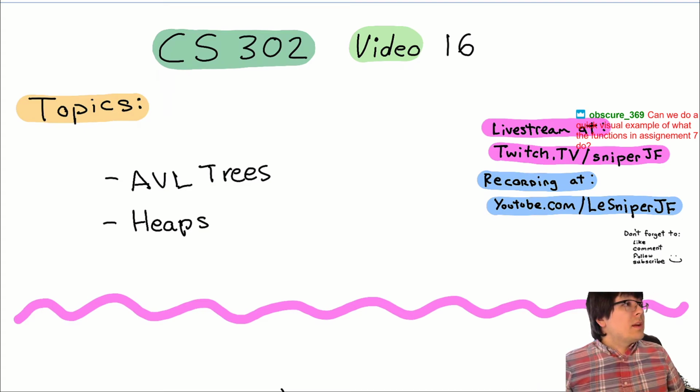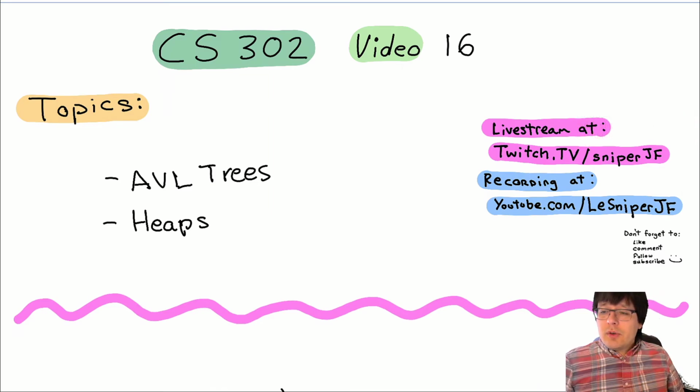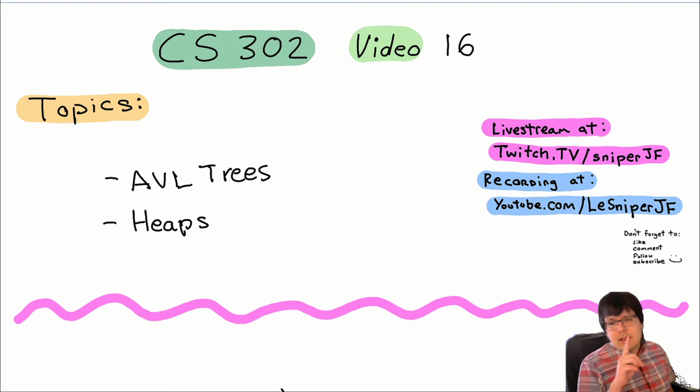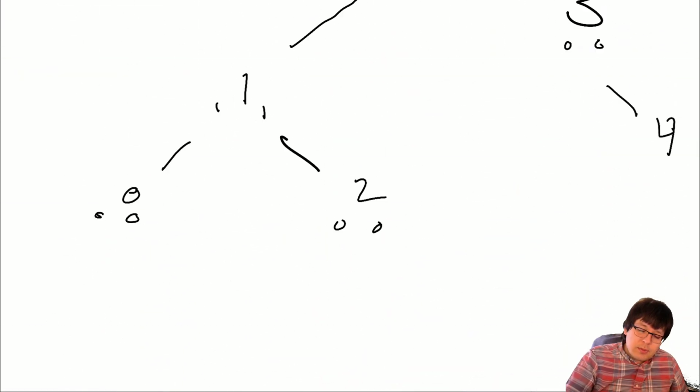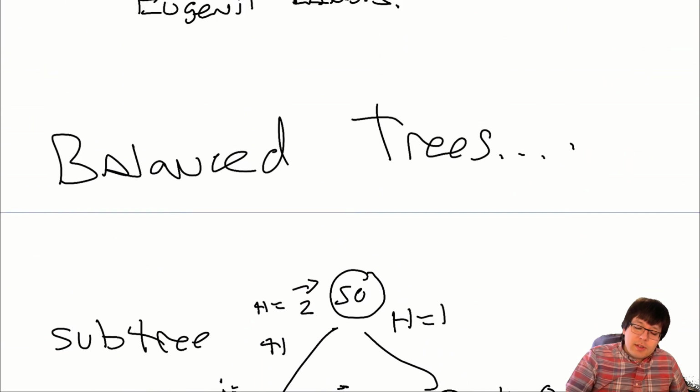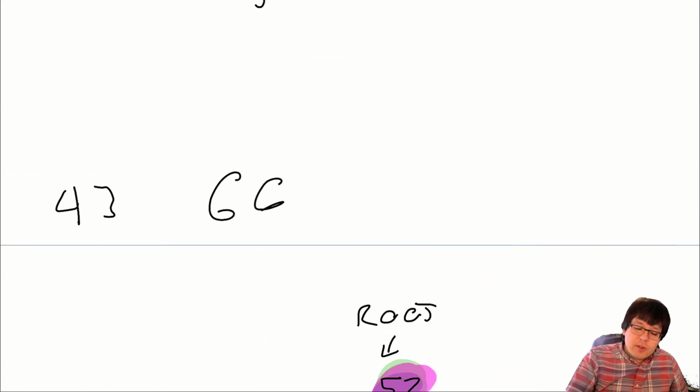Can we do a quick visual example of what the functions in assignment 7 do? Assignment 7 is the one where you're building the tree from the traversals, right? So really you're doing just two functions, I believe. That's making the tree from the in-order and pre-order, and then from the post-order and in-order. So what you want to do is the algorithm that I showed you a week ago or sometime, where you're building the tree from the traversals.